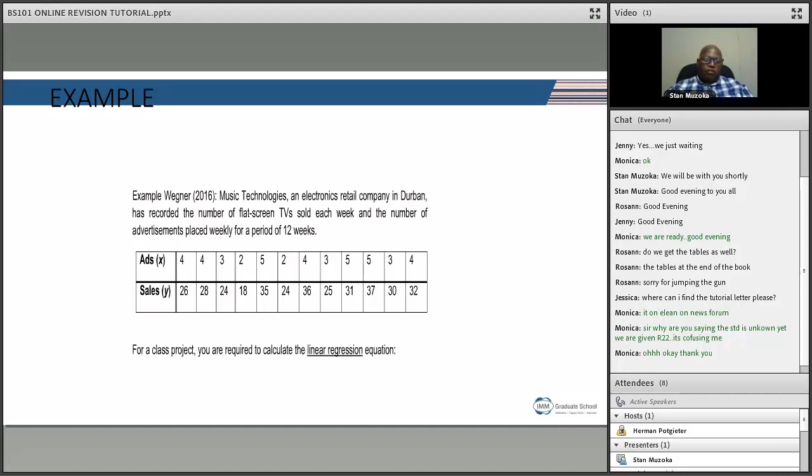The first set of observations, adverts, is x always, and the next one is y. The table could be presented horizontally like that. It may be presented vertically as well. Whether it's vertical or horizontal, you are still going to call the first one x and the next one y.